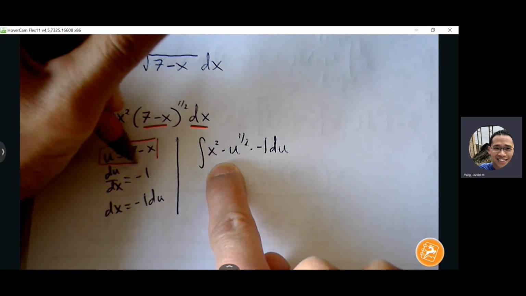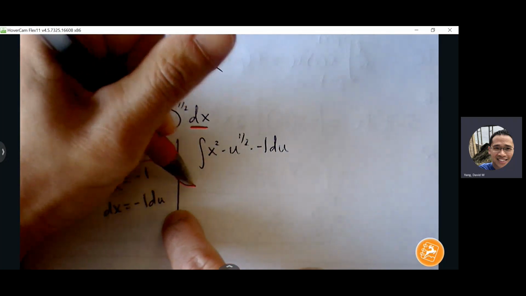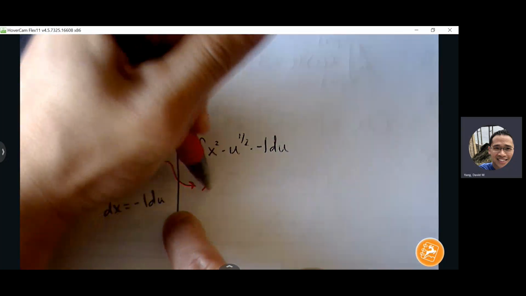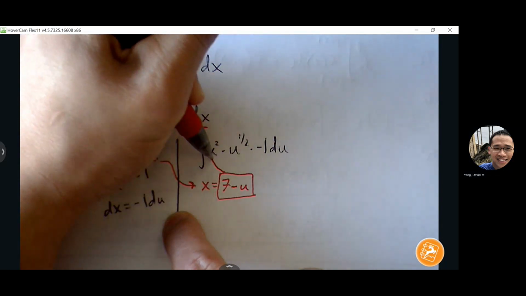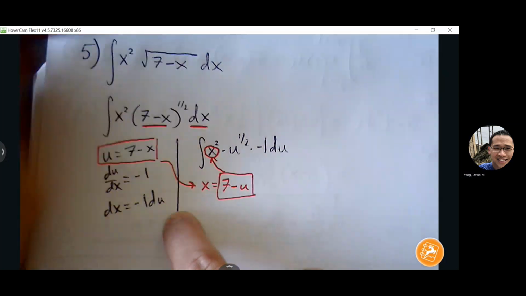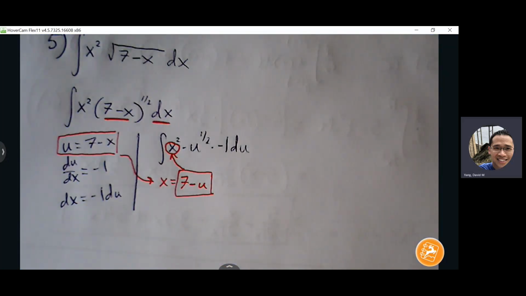This is a substitution equation between u and x. Right? So x equals 7 minus u. So we have to go through this process here, make that substitution, and that will get us one step closer towards expanding everything out and relying on power rule.